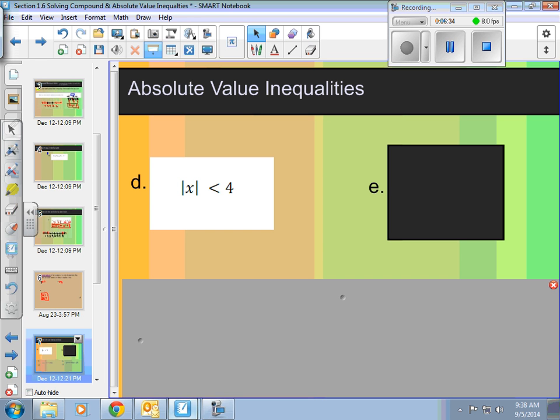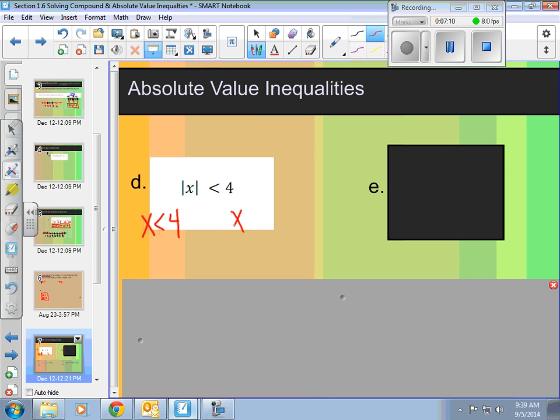Okay, so just for example, we need to look at this one. Absolute value inequalities. So we have the absolute value of x is less than 4. So we need to think about what numbers would fit this situation. Well, obviously x being less than 4 would work. And let's think about what else would work. Well, I know that the absolute value of negative 4 would equal 4, but I want to also be less than 4.